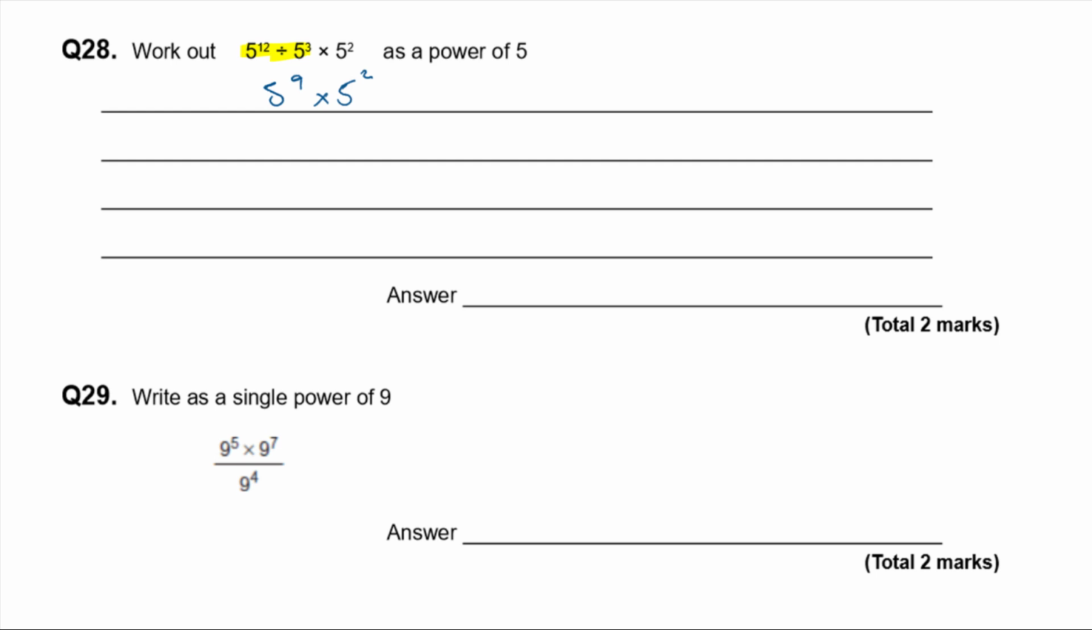Again, I've got two numbers with the same base, so I'm just going to add these two indices together. 9 plus 2 is 11. So my final answer is 5 to the power of 11.